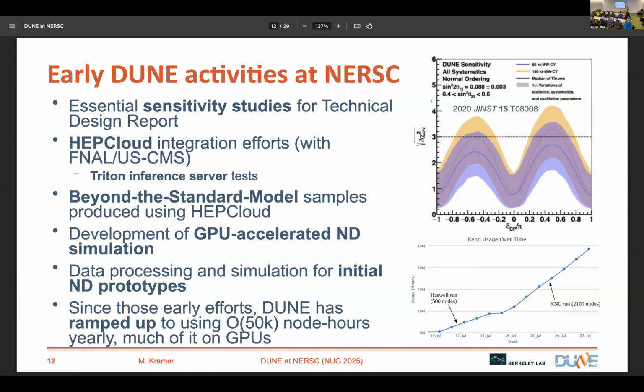Cori was used to produce these so-called Brazil plots you see in the upper right, which tell you, as a function of this delta CP mixing parameter, delta CP violation parameter, how well you can detect CP violation. And that's the so-called sensitivity of DUNE, and tells you for what range of possible values that nature throws at us can we actually see this phenomenon. So lots of simulations and fits were needed to produce these plots, and that was done all on Cori. You can see this plot down here.